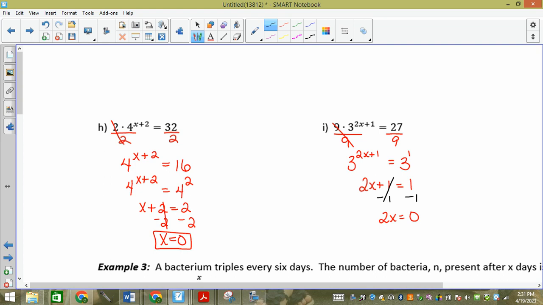Then we divide by 2, and x equals 0. Any number that doesn't have an exponent, its exponent is 1. If you put a 2, 3 squared is 9. If you put a 0, anything to the power of 0 is what? 1. So what exponent are you going to put on it?